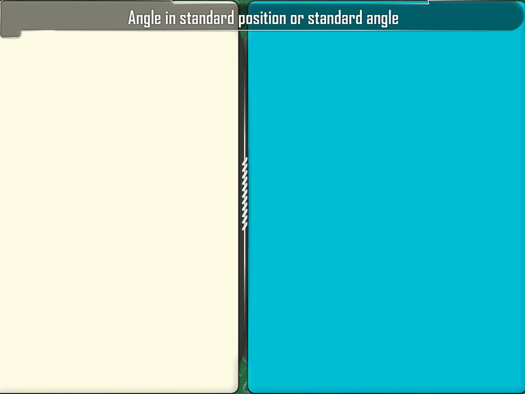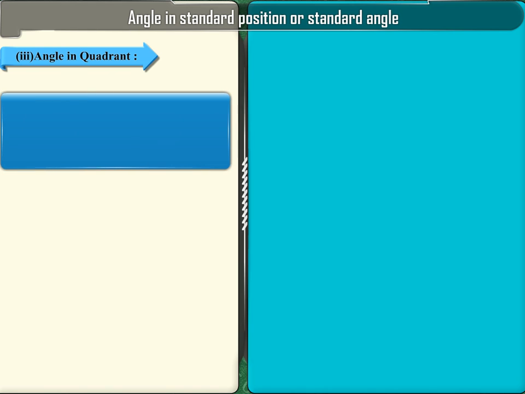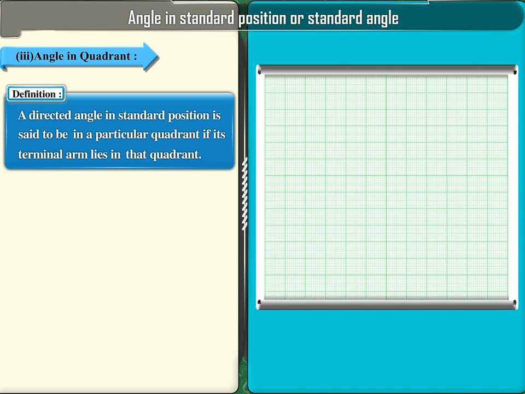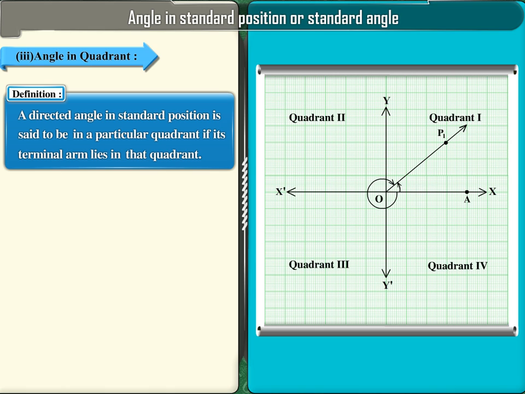Now, we will learn the angle in quadrant. A directed angle in standard position is said to be in a particular quadrant if its terminal arm lies in that quadrant. We will try to understand this definition of angle in quadrant with the help of the figure.